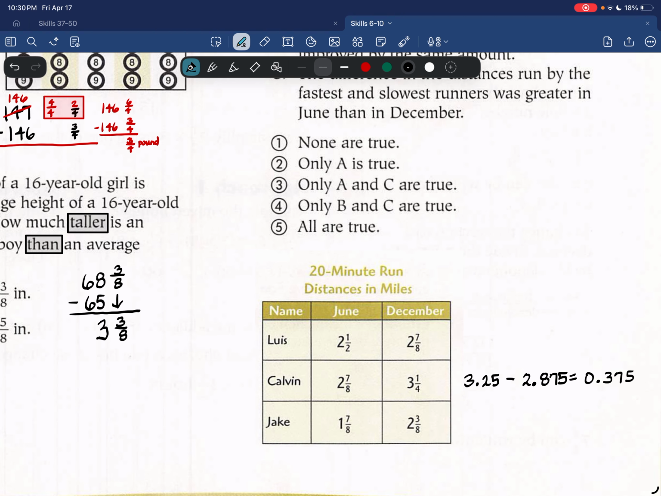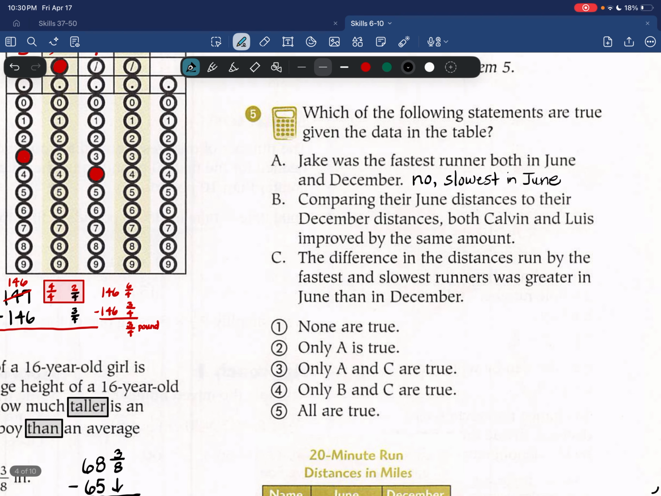And then we want to compare Louise, who did 2.875 minus 2.5. Again, I'm going to make use of my calculator if they allow me to. And sure enough, this came out to be true. They both improved by 3/8. So yes, this is a true statement. I'm going to mark that. So A is false, B is true, but we do need to look at C because we could have more than one true answer.